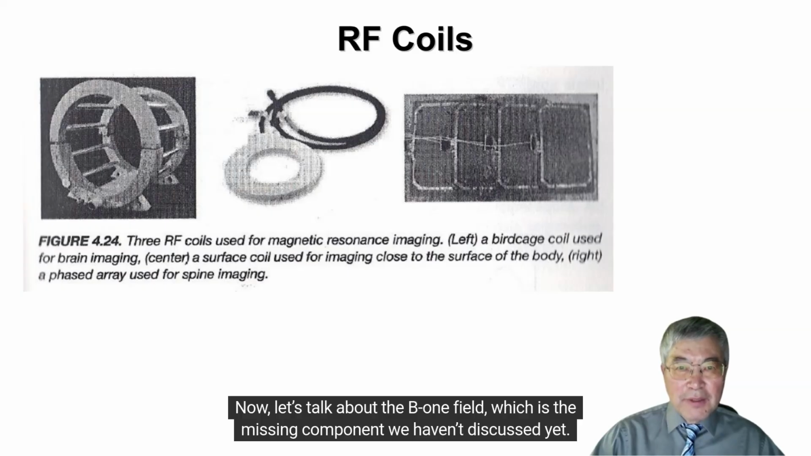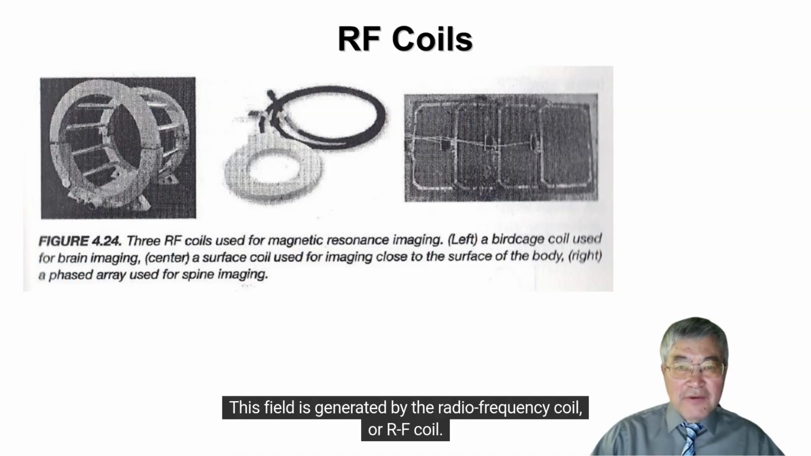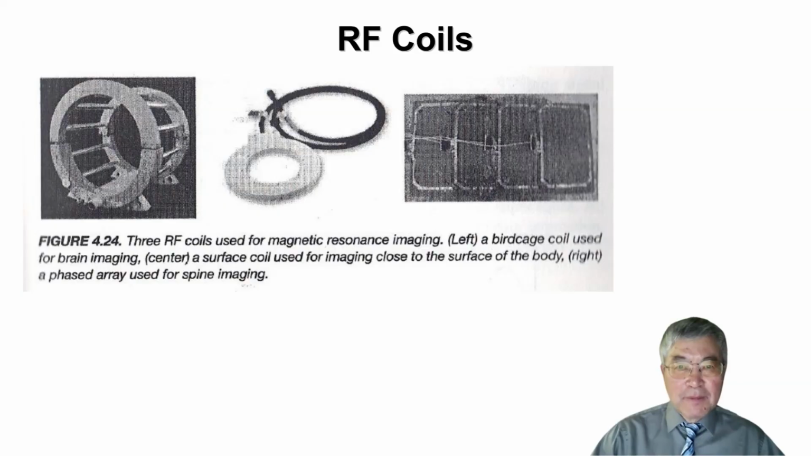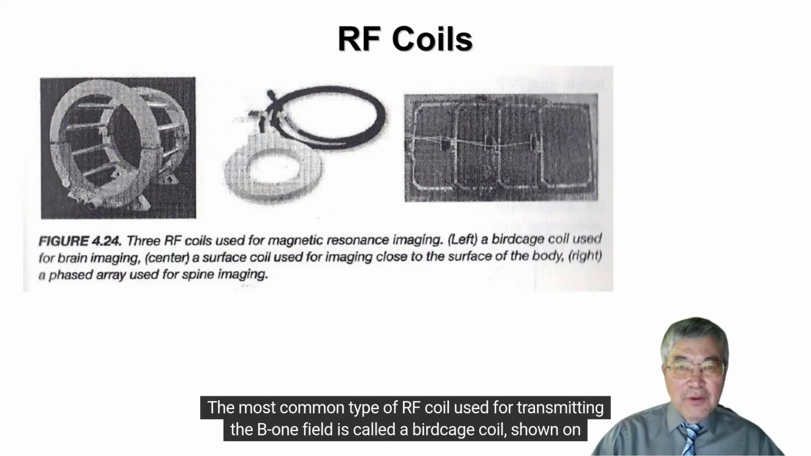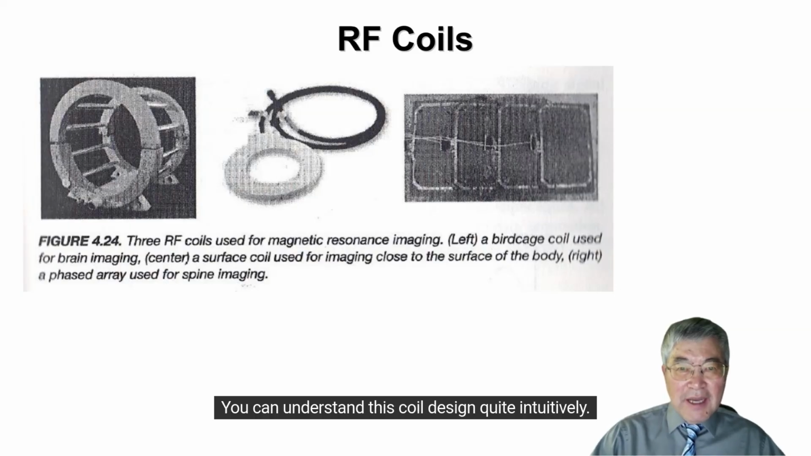Now, let's talk about the B1 field, which is the missing component we haven't discussed yet. This field is generated by the radio frequency coil, or RF coil. The most common type of RF coil used for transmitting the B1 field is called a birdcage coil, shown on the left. You can understand this coil design quite intuitively.